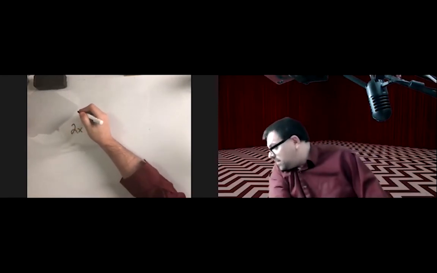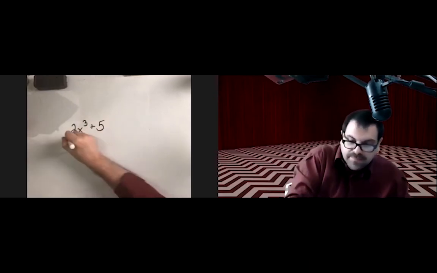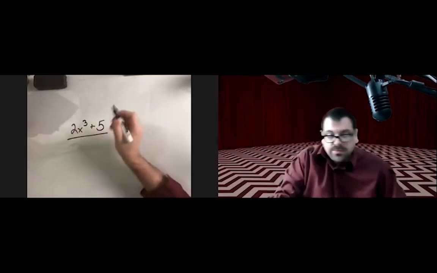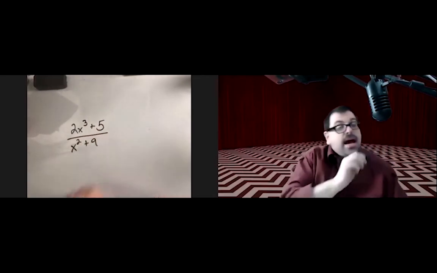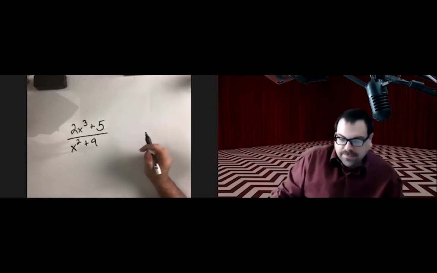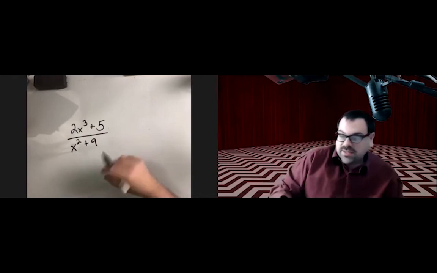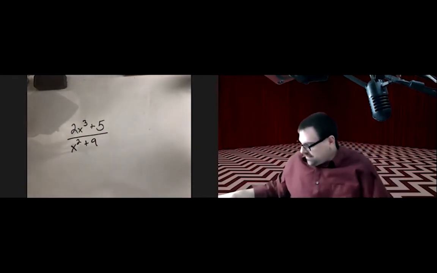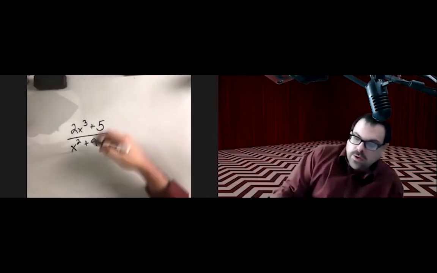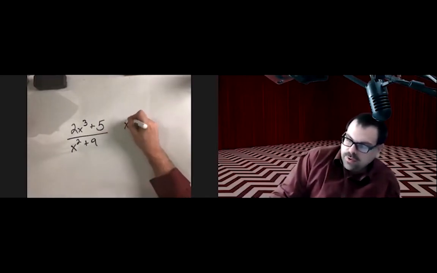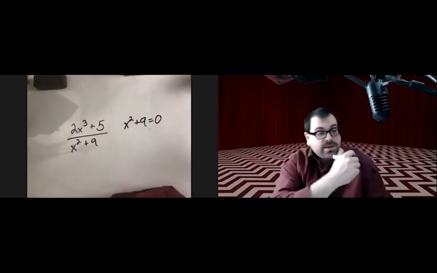It's about time that something fun happened, relatively speaking. 2x cubed plus 5 over x squared plus 9. Well, to find the restricted values, which is what we are still doing, we would take the bottom, set it equal to 0, and solve.